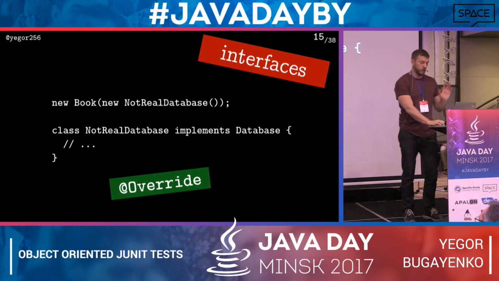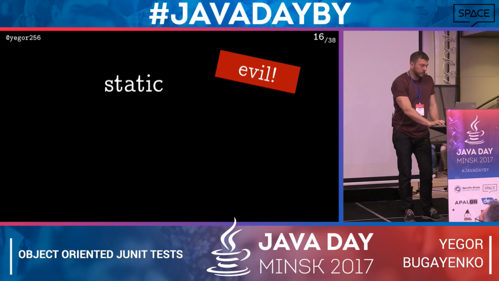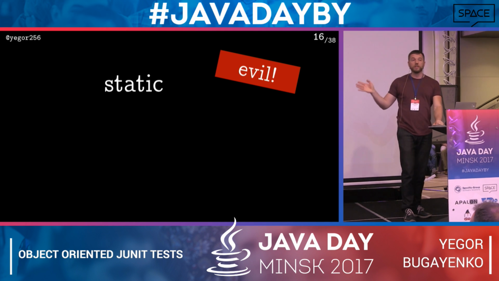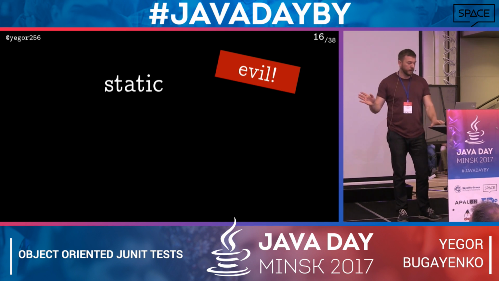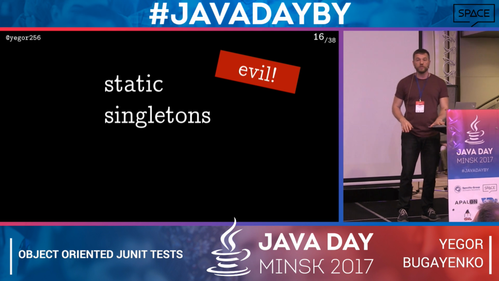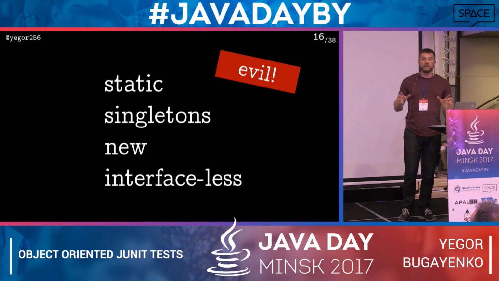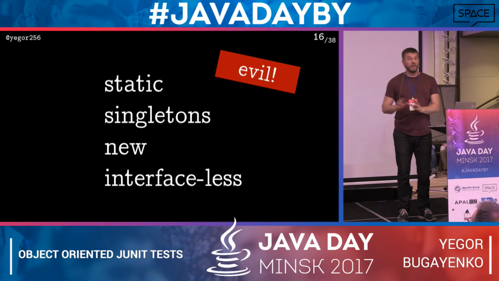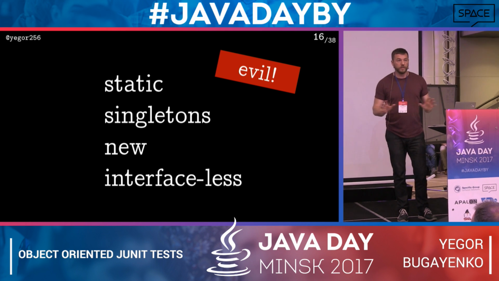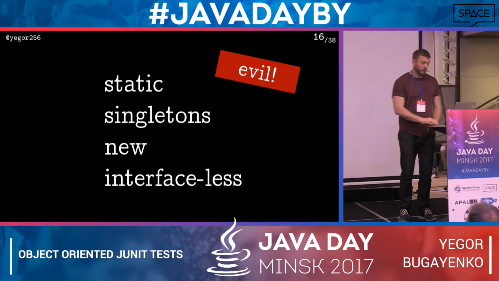So to summarize, my first point. What is evil? Static methods. That's the evilest part. That will help you to make unbreakable dependencies. Second one, singletons. Don't use them ever. Try to avoid them. Use dependency injection. New operator inside your method. It's also no good. Don't do that. And interface-less classes. That's 4 things. They must be obvious for you. This is just an obvious thing which I'm summarizing.